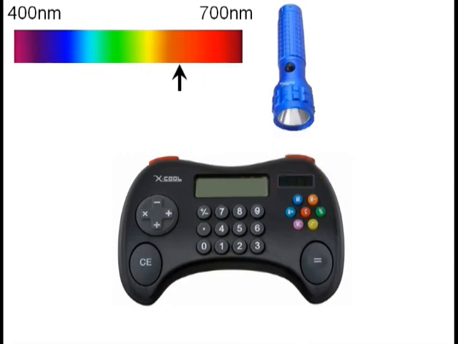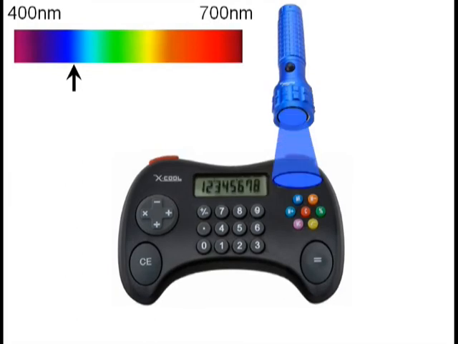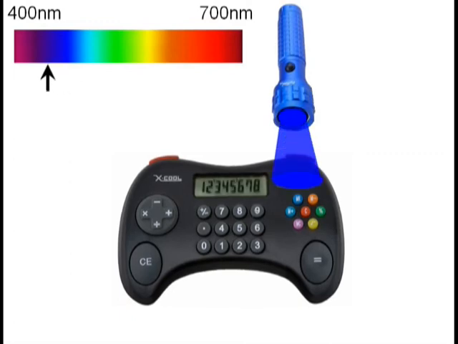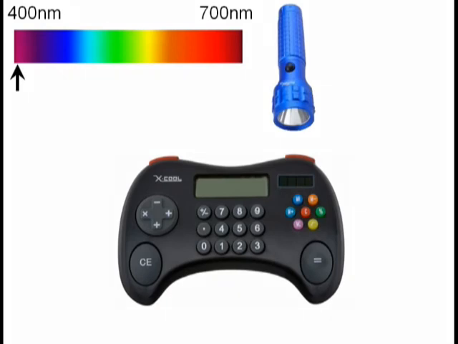Nothing happens. Scoot over to green. Again, nothing happens. Scoot over to a lighter blue. And suddenly the calculator turns on. Scooting over to a darker blue. Still get the calculator to turn on. Going on to violet, the light also comes on.